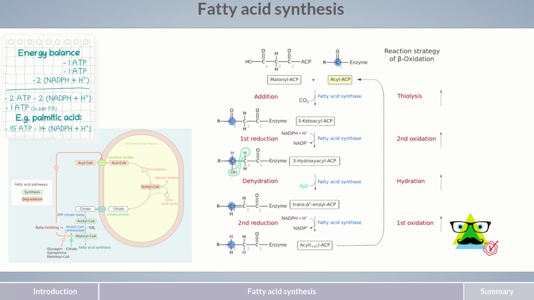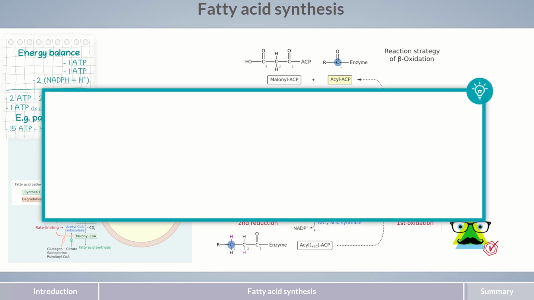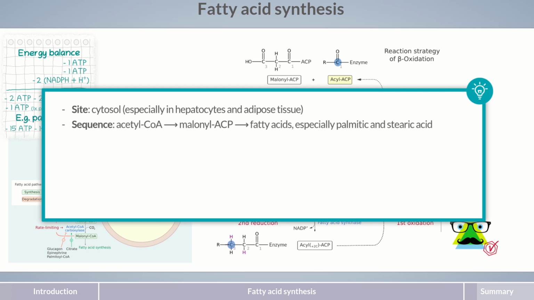Well, that was just a brief overview of fatty acid synthesis. Let's summarize the most important points again. Fatty acid synthesis occurs in the cytosol, especially within hepatocytes and adipose tissue. In fatty acid synthesis, acetyl-CoA is converted to malonyl-ACP, from which fatty acids, especially palmitic and stearic acid, are formed. The malonyl-CoA units are bound to the growing fatty acid chain in a 4-step procedure. The reaction strategy corresponds to reversed beta-oxidation and consists of an addition, first reduction, dehydration reaction, and second reduction.